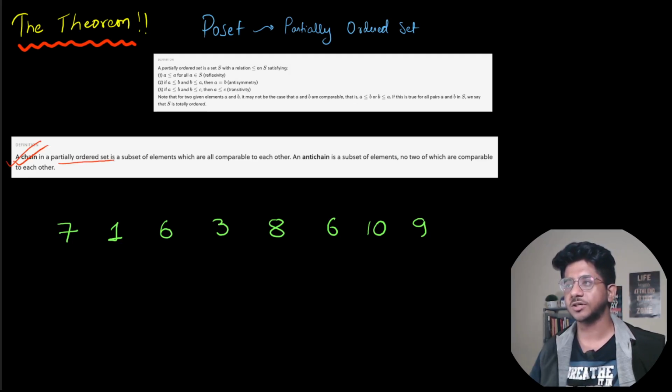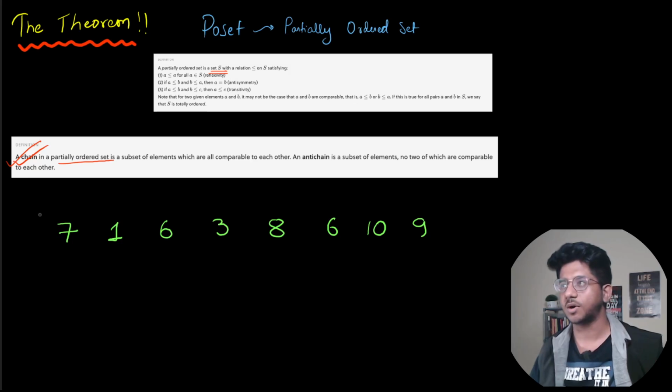A chain is a partially ordered set. So we are defining a set over here, which means it's a collection of numbers. In this case, it's going to be the indexes of the elements, and each of these index elements is one of the elements of the set. Now we have to choose a subset of elements from this which are all comparable to each other. So there is a relation between each and every one of them.